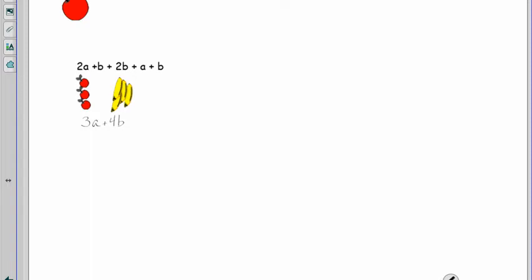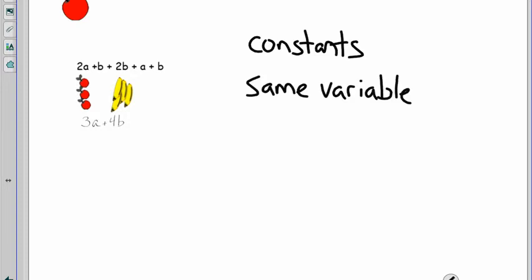Now let's look a little bit into what is a like term. So a like term is a term, a part of an algebraic expression, that is similar to another. So a constant, if you have constants in your expressions, they're always like terms. Also, if they have the same variables, they are also like terms. And finally, if they are the same combination of variables, they are like terms.